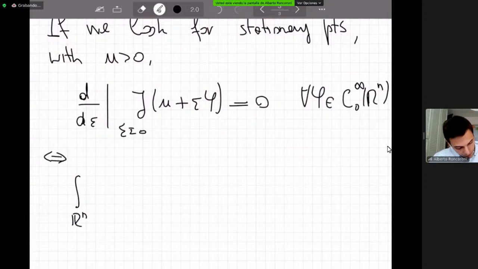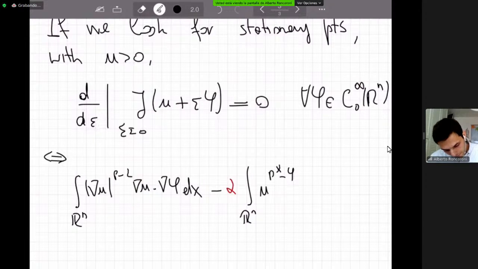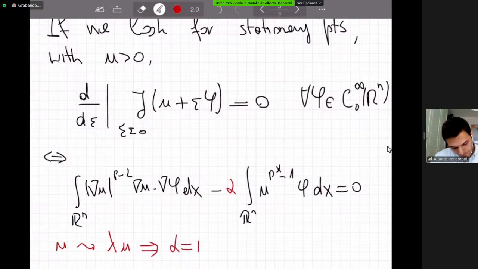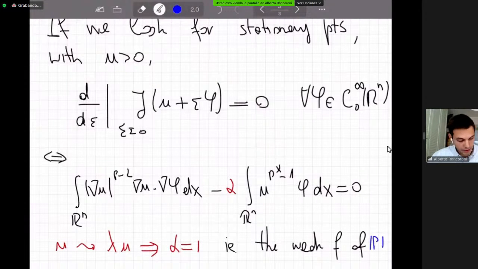So we have the integral over R^n of the norm of the gradient of u to the power p minus 2, gradient of u, scalar gradient of phi, minus, here we have a constant alpha, but it is not important actually, the integral over R^n of u to the power p star minus 1 times phi equals 0. And here there is this constant alpha, but up to considering, instead of u, lambda times u, we can assume that this alpha is 1. And so this is exactly, with alpha equal 1, the weak formulation of our problem P. Okay, the weak formulation of the p-Laplace equation is exactly this one.